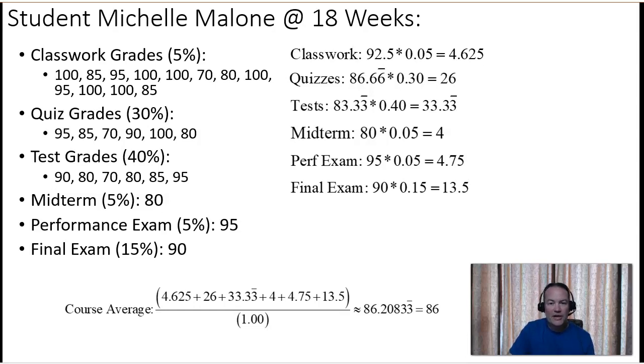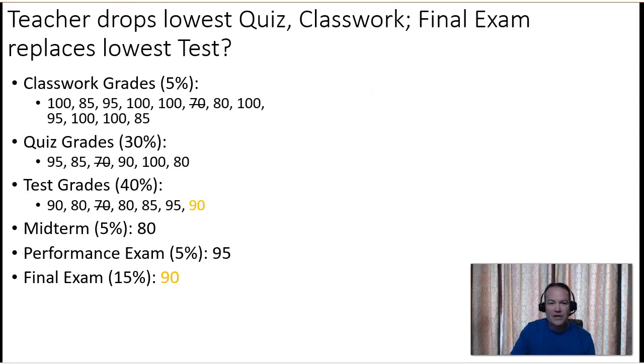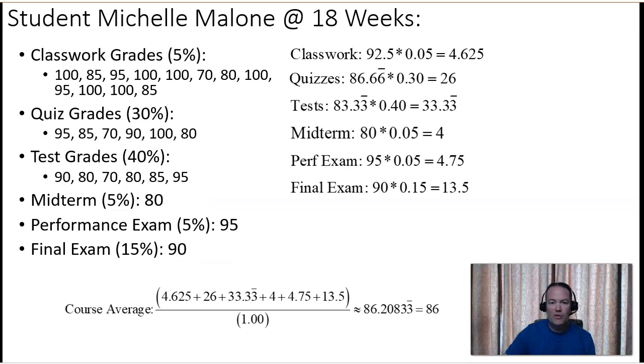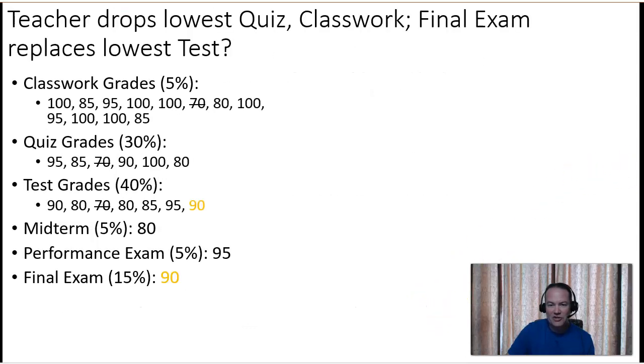I want to show one additional example here. Let's say that the teacher says in the syllabus that the teacher is going to drop the lowest quiz grade, drop the lowest classwork grade, and also allow the final exam to replace the lowest test grade. Before I do this calculation, I do want to point out one thing. I want you to remember, Michelle has an 86 without any of these changes. Okay, so keep that number in mind, 86 without any of these changes.